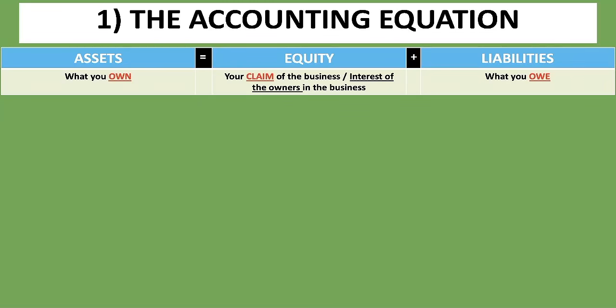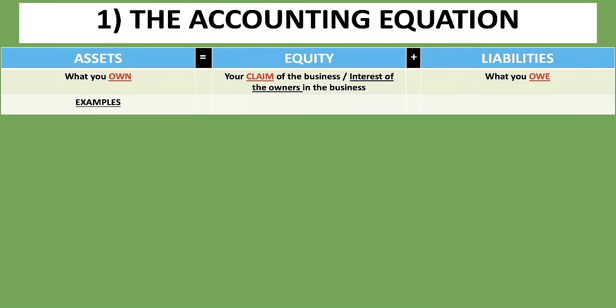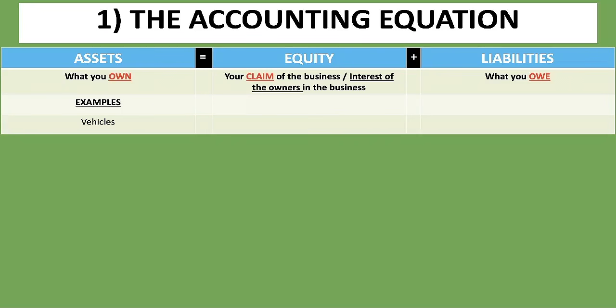Now let's go through some examples. Let's begin with assets. What are some examples of an asset? Well, the first one we have here is vehicles. So whenever you have a transaction and you see a vehicle there, whether you are buying a vehicle or you are selling a vehicle, just know that the vehicle is an account that is an asset.